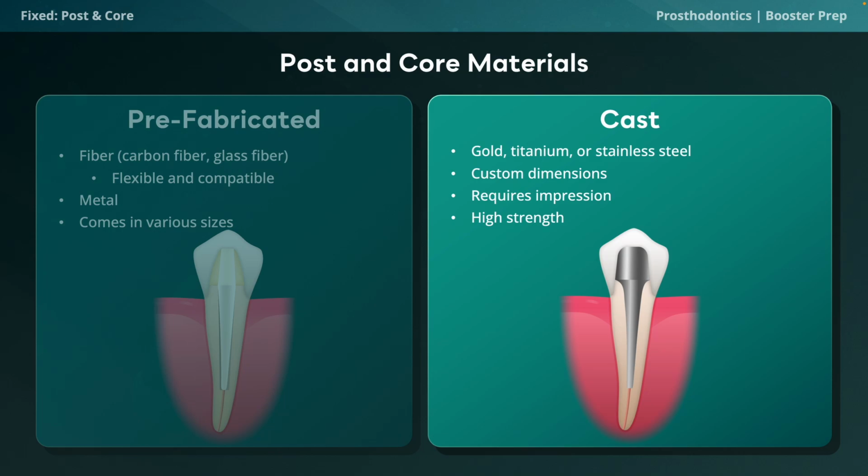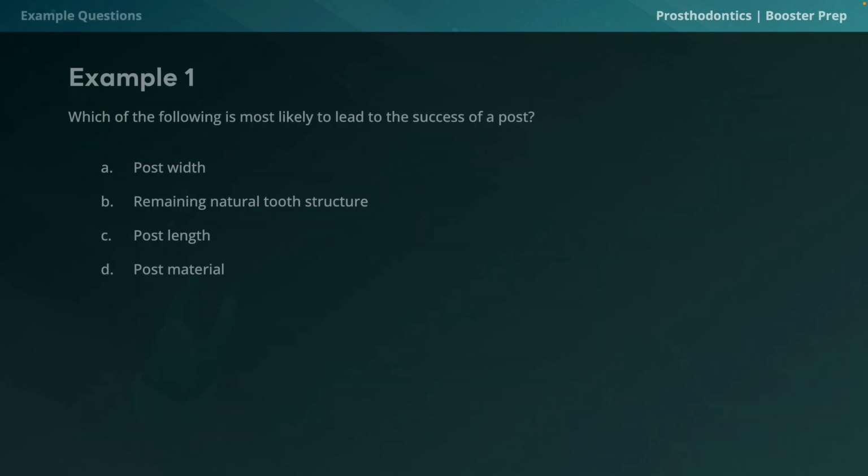Okay, I know that was a lot of information, guys, but let's now test our newly gained knowledge with some practice problems. Which of the following is most likely to lead to the success of a post? Post width, remaining natural tooth structure, post length, or post material? Pause the video if you need, but the answer is B, remaining natural tooth structure.